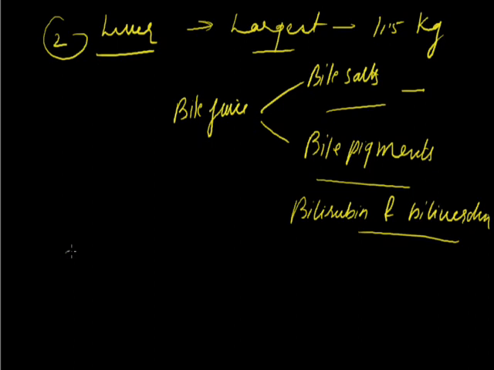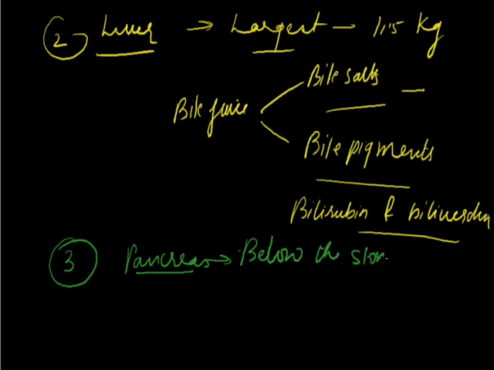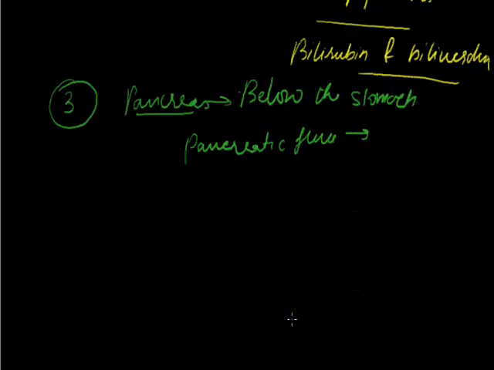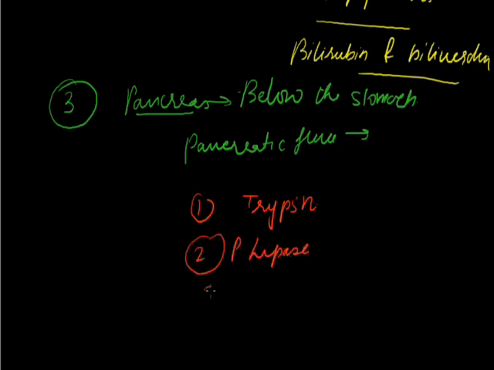The next important digestive gland is the pancreas. The pancreas is the second largest gland of the body. It lies in the loop of the duodenum below the stomach. The pancreas secretes a digestive fluid called pancreatic juice, and it is the major digestive juice of the body. It has enzymes for hydrolyzing all types of food ingredients. The special enzymes present in pancreatic juice are as follows. First, trypsin, which acts on proteins, then pancreatic lipase, which acts on lipids, and pancreatic amylase, which acts on starch.